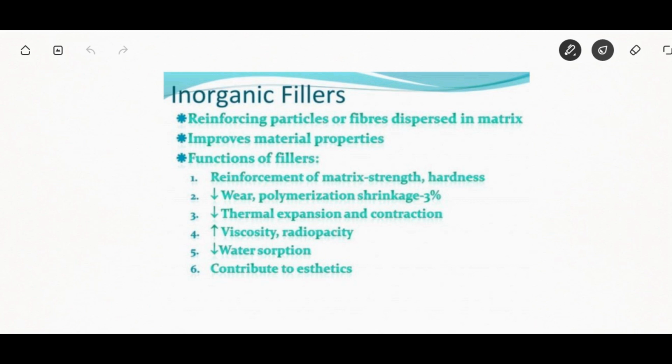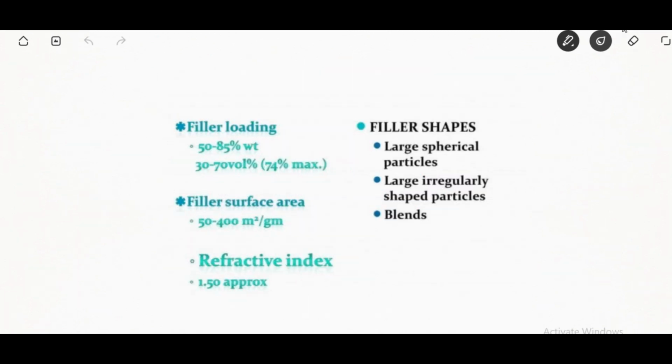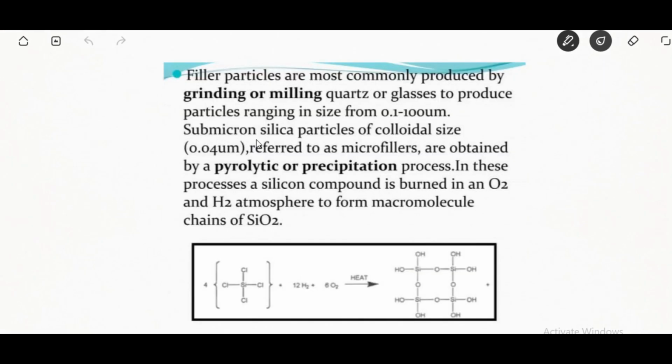The main aim is to incorporate a high percentage of the fillers. The smaller the size of filler particles, the better will be the finish of the restoration. So the filler loading is always 50 to 85% by weight, or 30 to 70% by volume. So how are these filler particles produced? The filler particles are produced by grinding or milling the quartz or glass to produce particles that range in size from 0.1 to 100 micrometer.